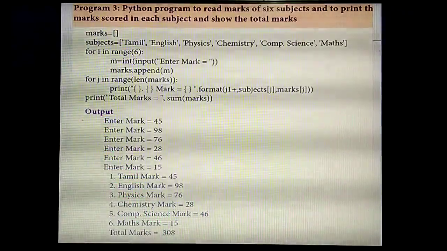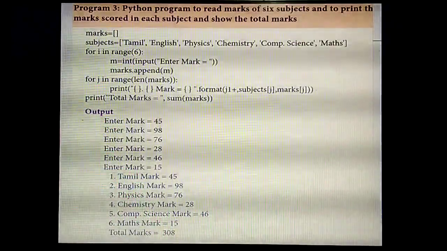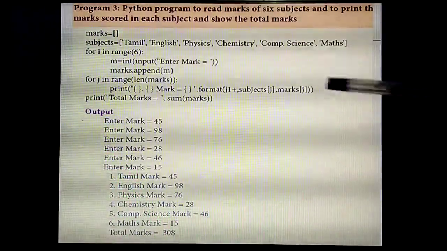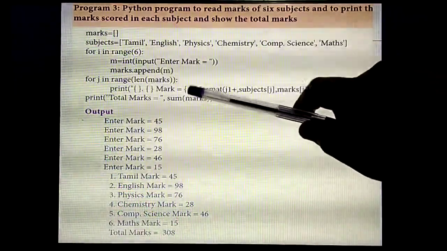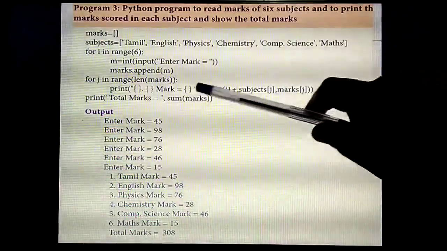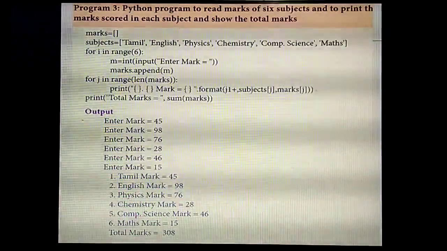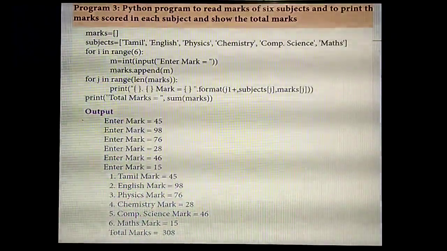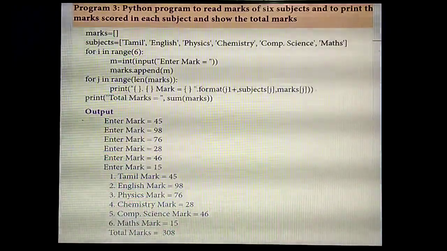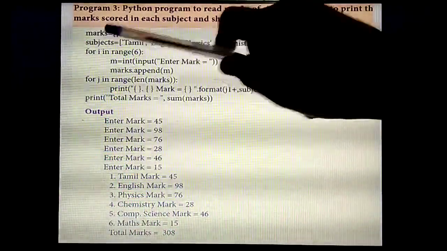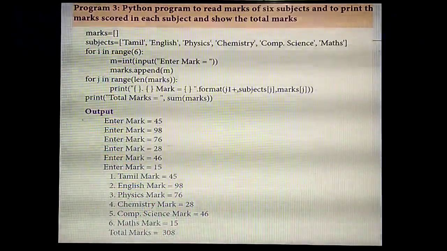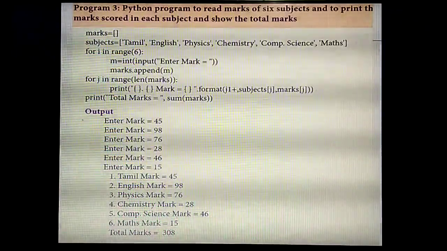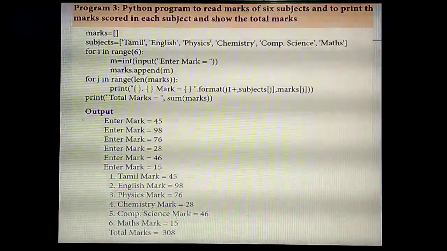Understand? Now you are going to print the sum of the marks. For that, another print statement you are giving: total marks equal to sum of marks. So you need to find the sum. Already you have stored all the marks in the list, so already all the marks are there in the list. So which one do you need to sum? Sum of this list. Understand? Understand or not?